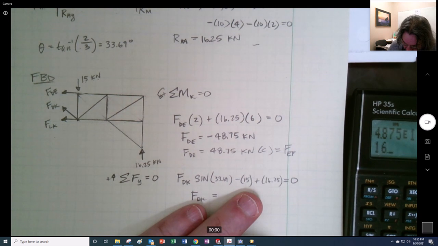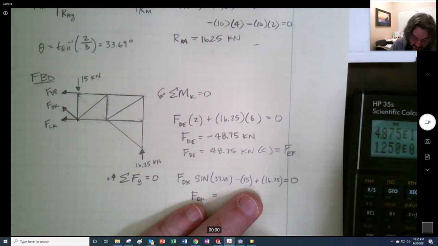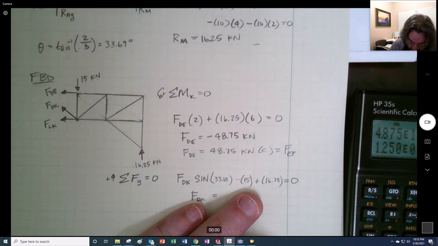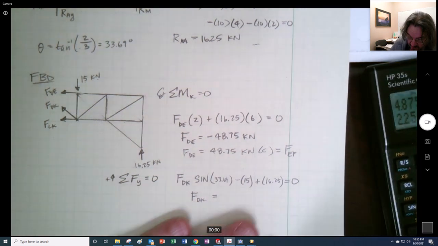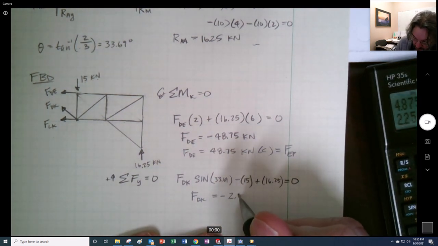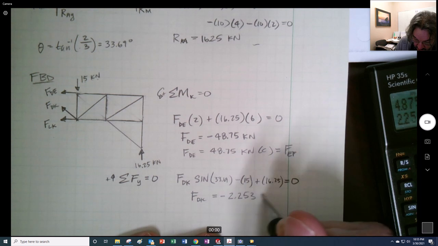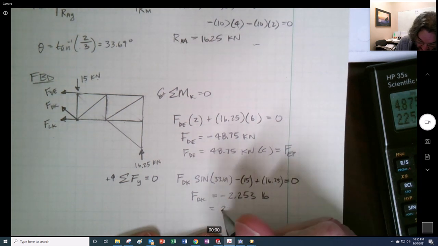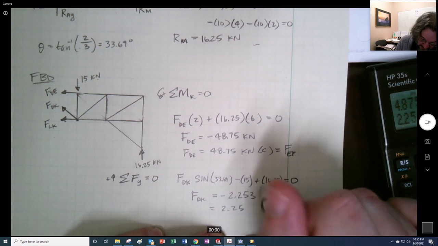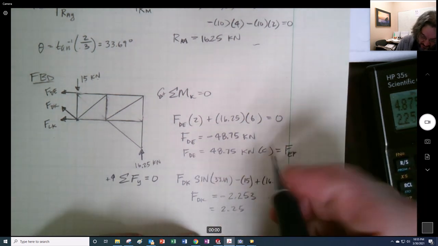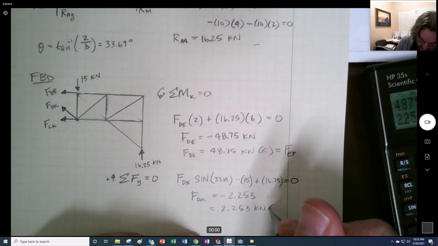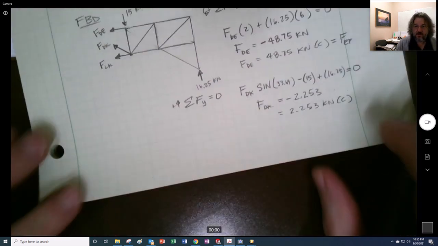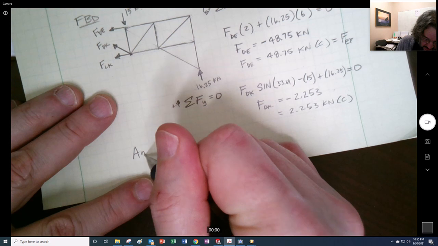Let's see, 16.25 and 15 subtract. All right, so it's going to come on the other side. So it's going to be a negative number. 33.69, and take the sine of it and divide it, and we end up with negative 2.25 kilonewtons. Therefore, 2.25 kilonewtons compression. And I think we can fit everything on here, and I can go home and get some sleep.